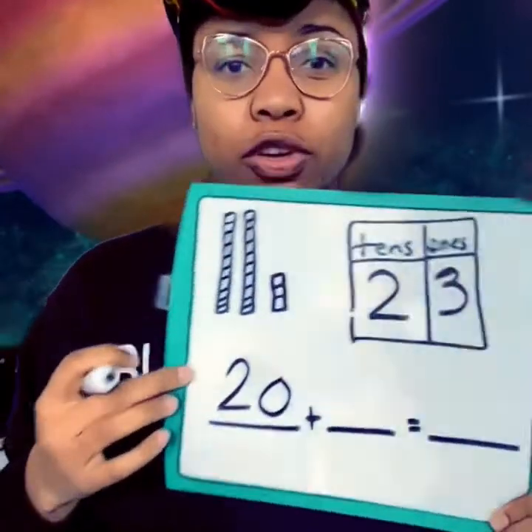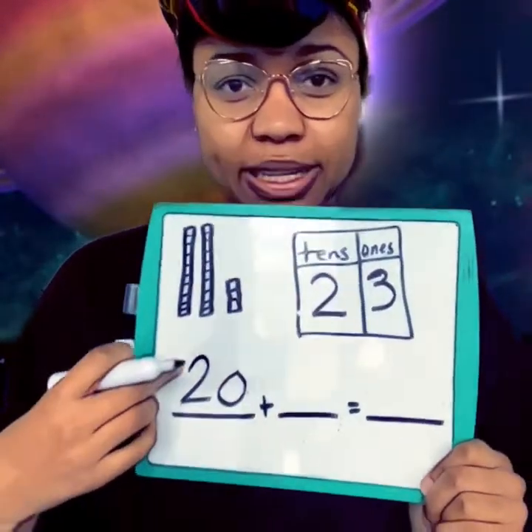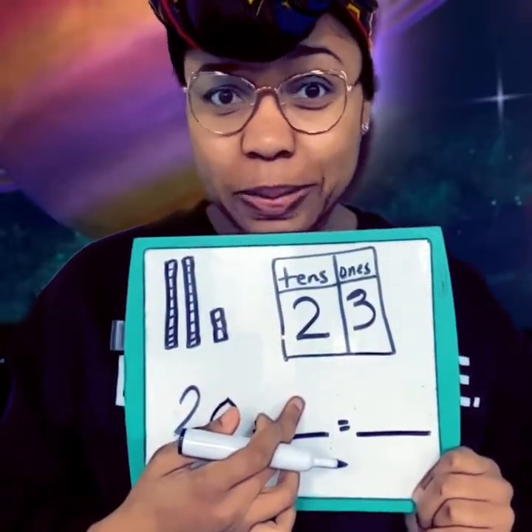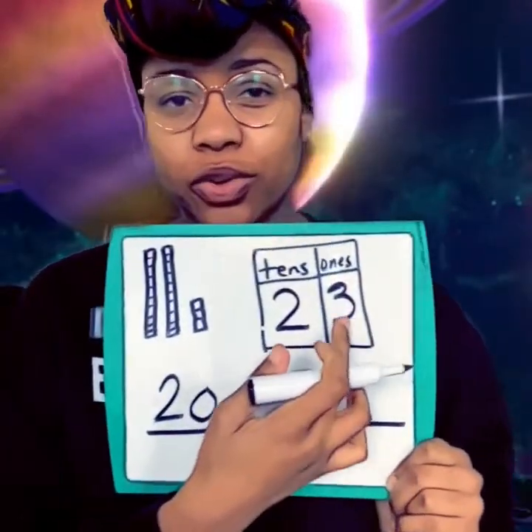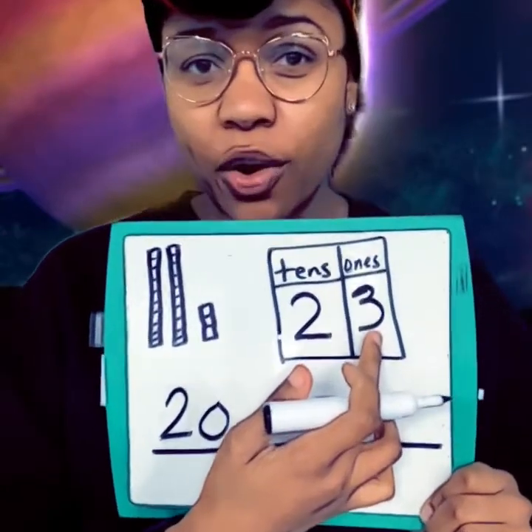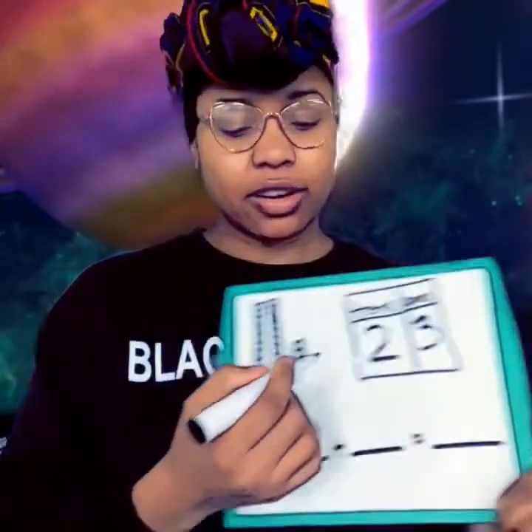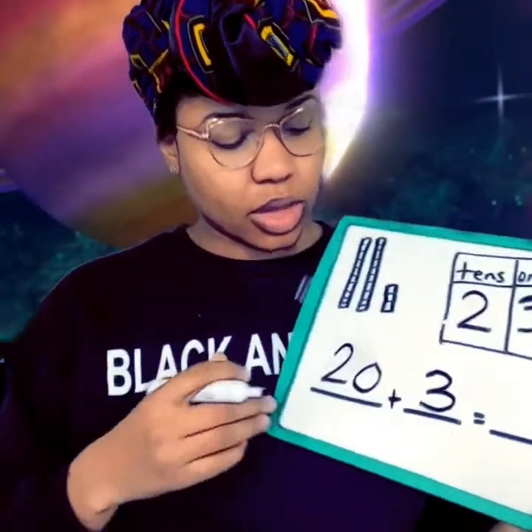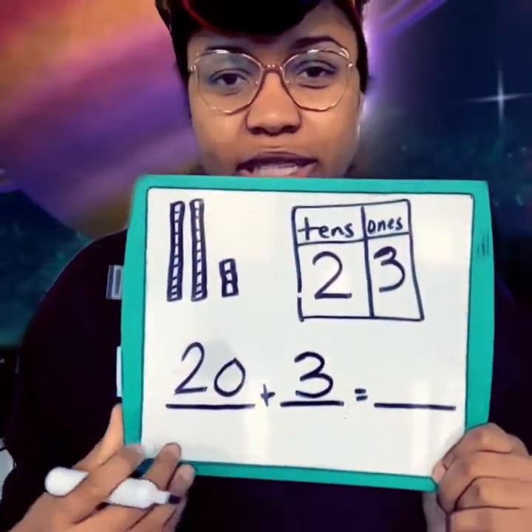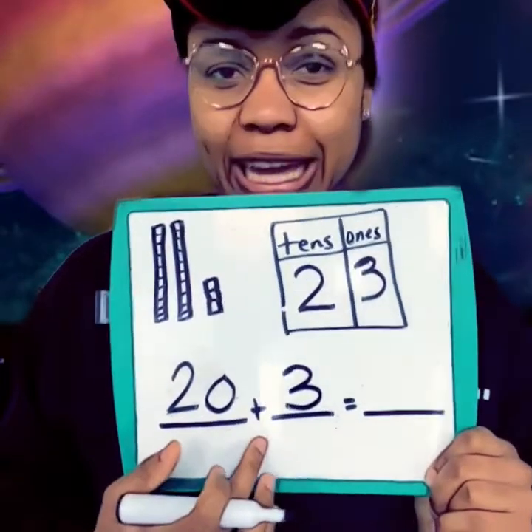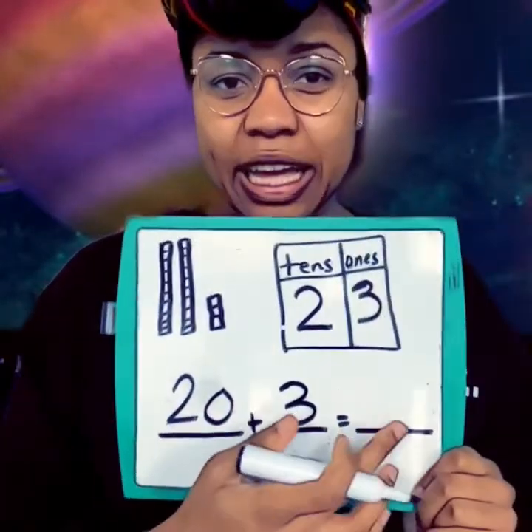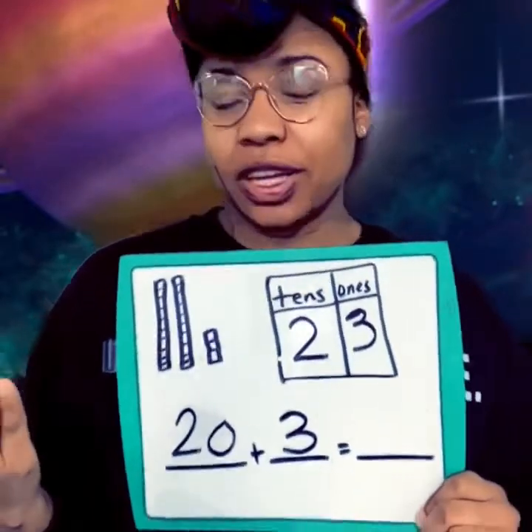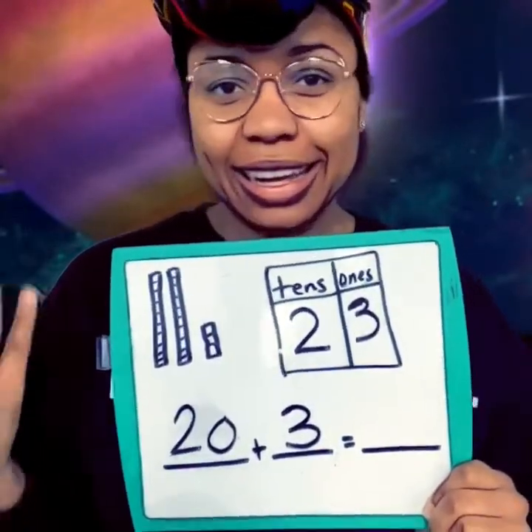So now we have a numeral to represent our tens place. Now we need the numeral to represent our ones place. So we have 3 extra ones in our ones place. So we're going to write a 3. And so we can see we have 20 and 3 is the same as, well, let's find out. Let's count on to figure out what it equals.